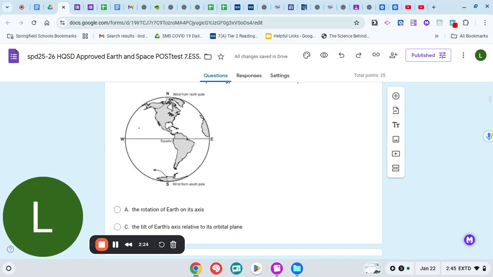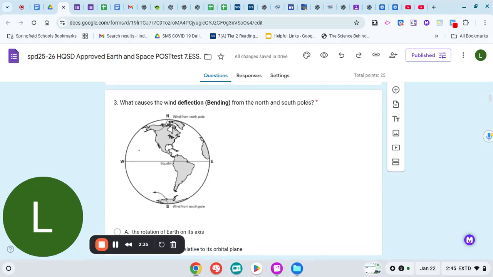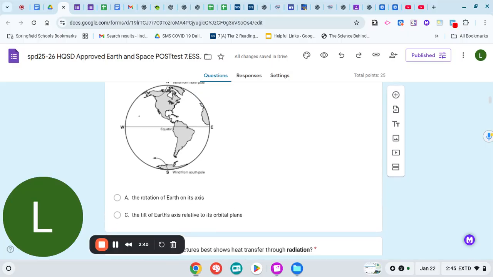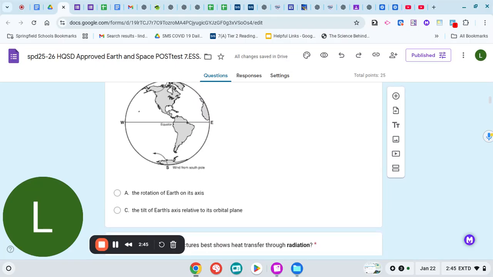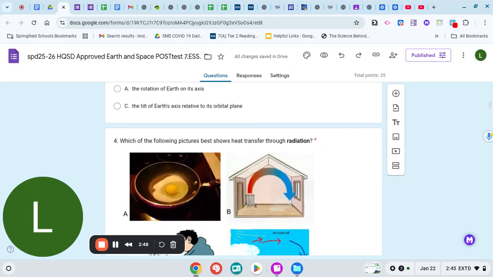I accidentally forgot to change the C to the letter B, so really it should be A or B, but in this case it's choice A or C. Again, what causes the wind to deflect or bend from north to south poles? The rotation of the Earth's axis or the tilt of the Earth's axis relative to its orbital plane. Go ahead and pause, scroll down, answer, and then come back up to unpause, and I will read number 4.